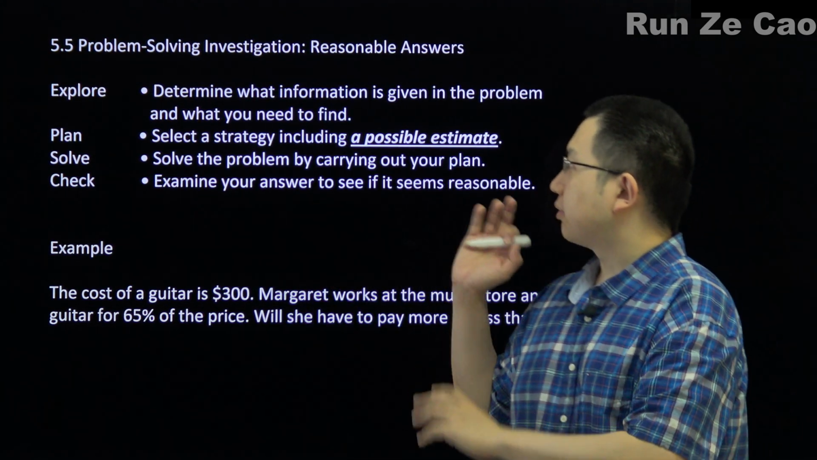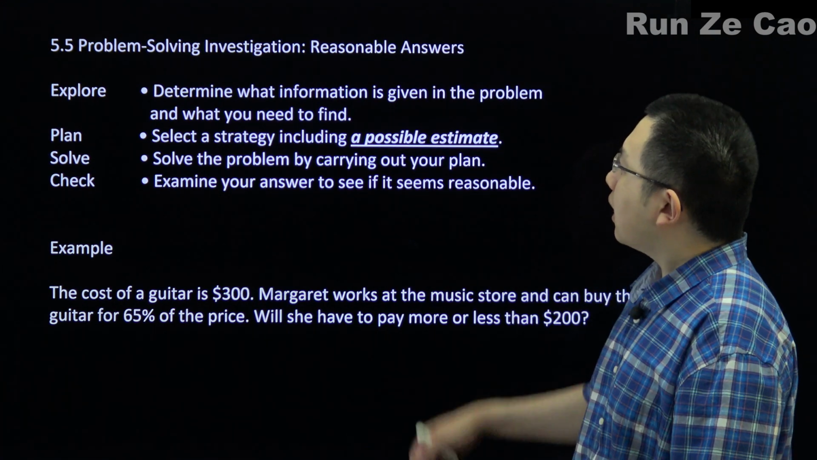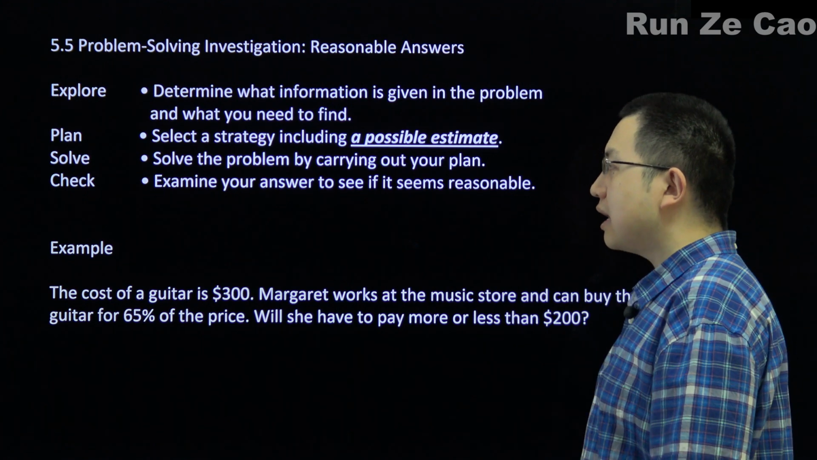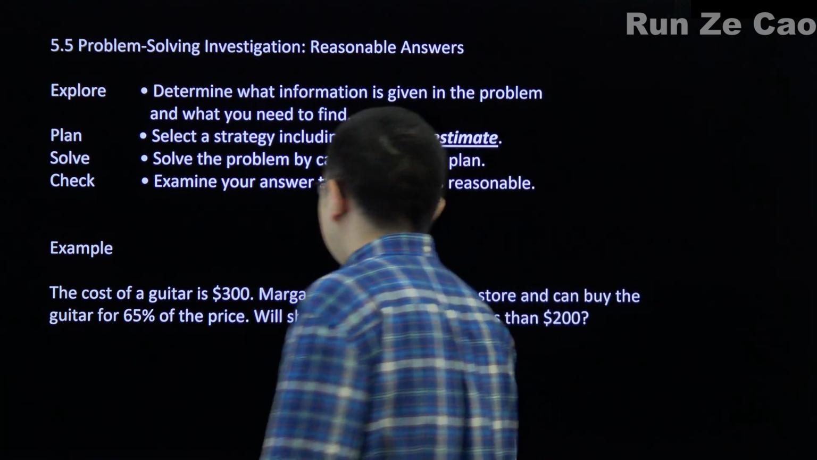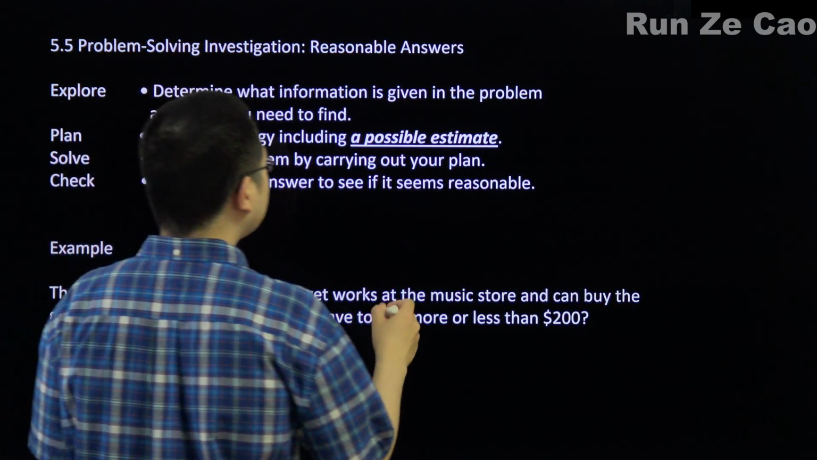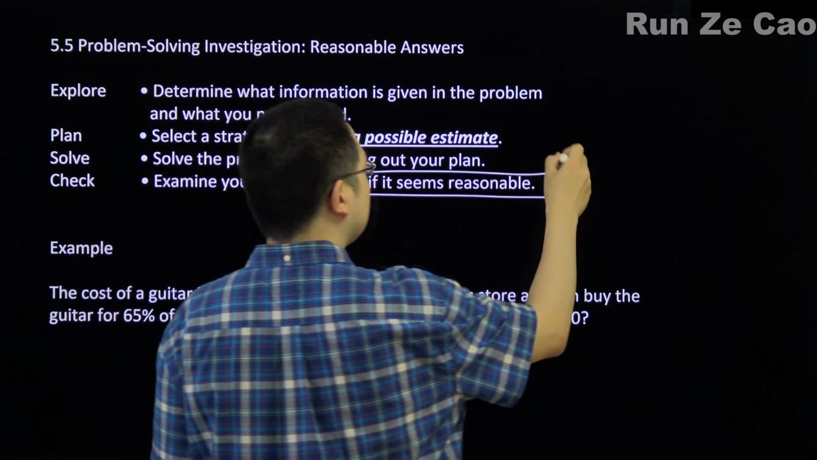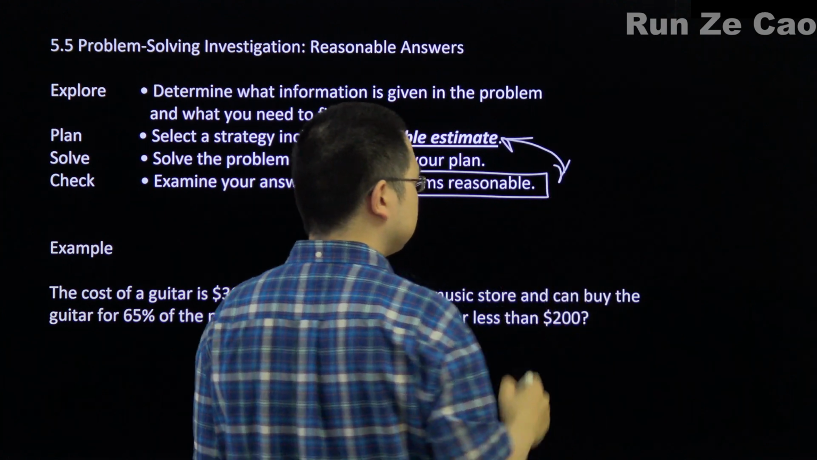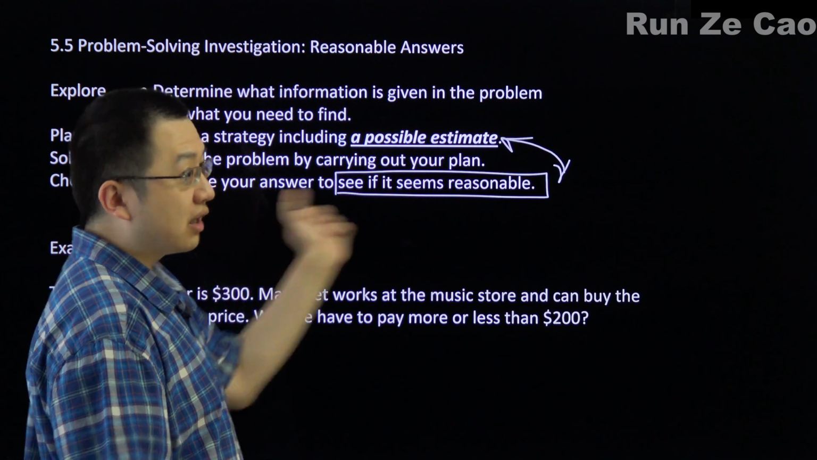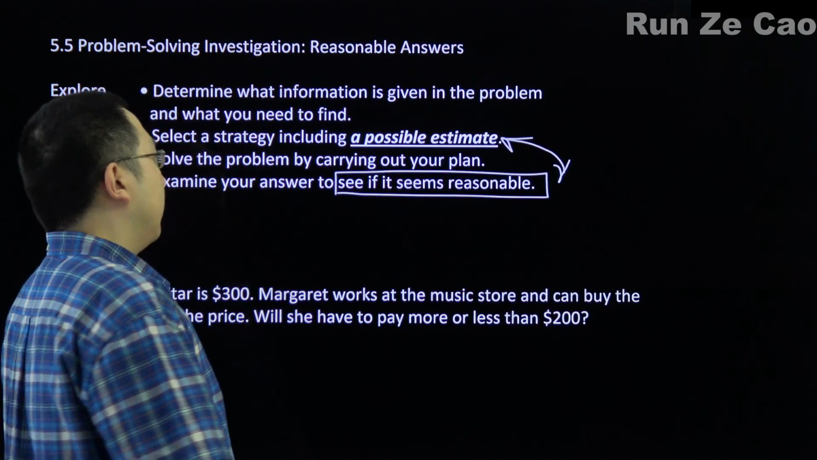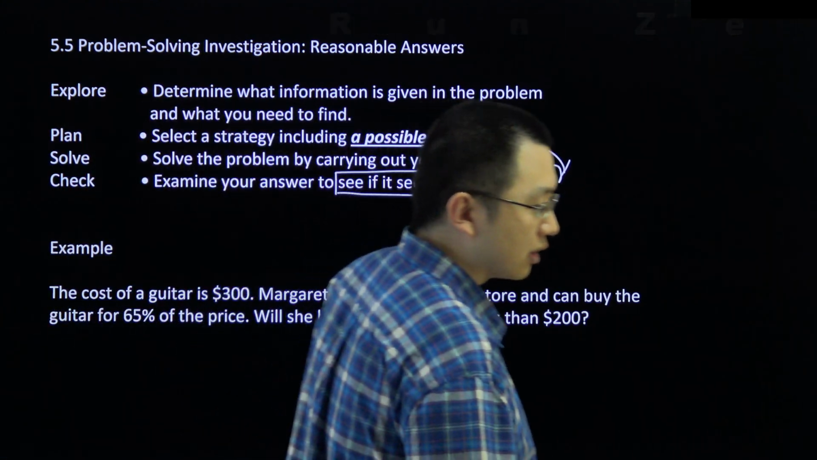The obligatory problem-solving section. Reasonable answers. See, when you have your 4-step problem-solving plan, there is a possible estimate involved. And what else? Well, there's also see if it seems reasonable. Now, usually these two things actually kind of are interconvertible, because if you made an estimate, well, you can immediately see if it seems reasonable. If you didn't, well, this is when you make your estimate to see if it seems reasonable.